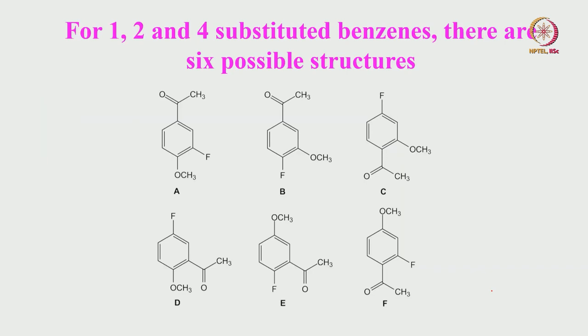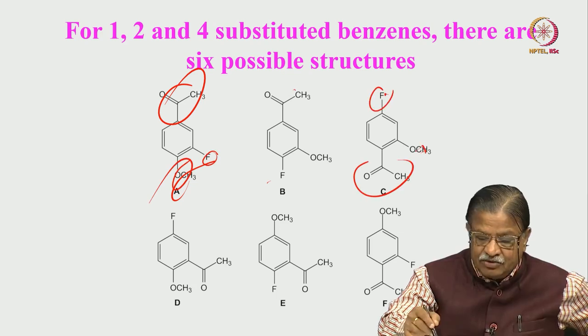Then find out the possibilities. We know the structure of this molecule is given. There are various possibilities. 1, 2, 4, this could be one possibility. With 1, 2 and 4, fluorine instead of here could be here, and with 1, 2 and 4, fluorine is here and these two are ortho to each other.